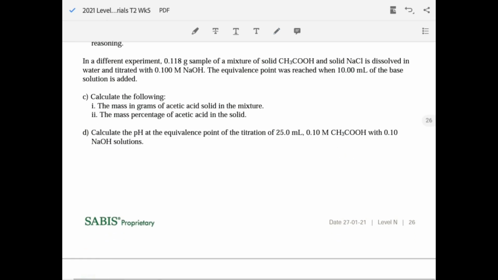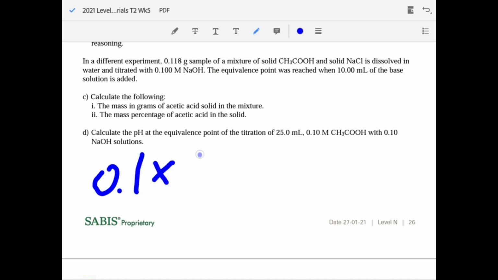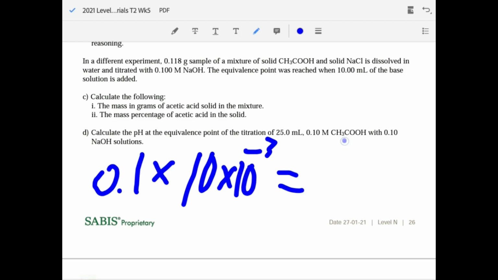In a different experiment, 0.118 grams was mixed. Calculate the mass in grams. So 0.118 is a mixture of these two, and at the equivalence point, base equals acid. So the acid is 0.1, 10 milliliters. So the base is 0.1 times 10 times 10 power minus 3, that's the number of moles of base, which is equal to the number of moles of acid.